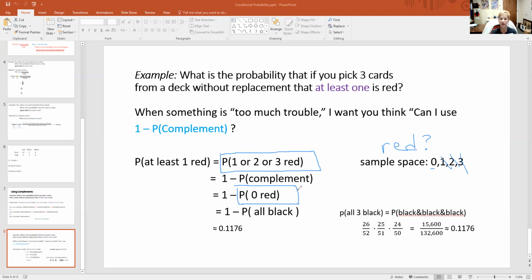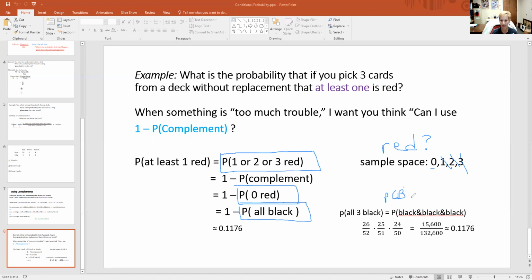Well, now think about it. What if I've got cards, they only come in 2 colors, red and what? Black. So what's the same thing as getting no red ones? Getting all what? Black. And the reason that I like this one better, there's only one way for all of them to be black. The first one's black and the second one's black, what? And the third one's black. So I've only got to work this one problem. So I'm doing the probability of black.